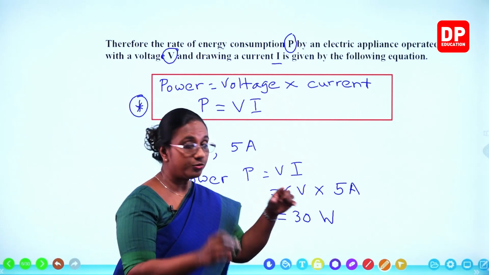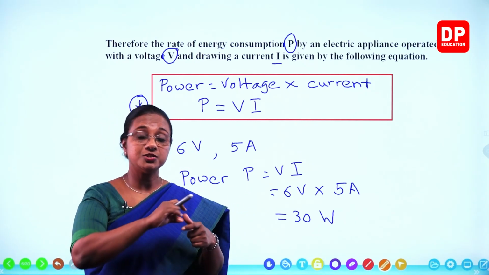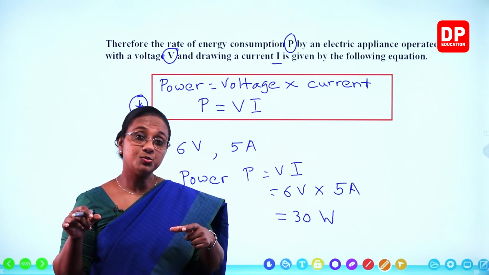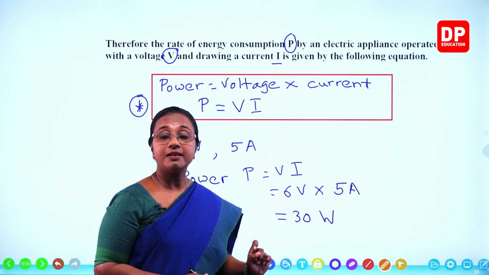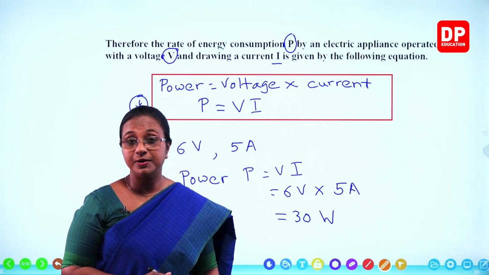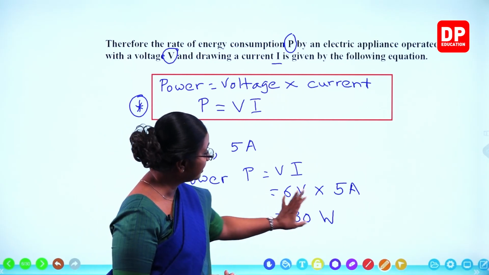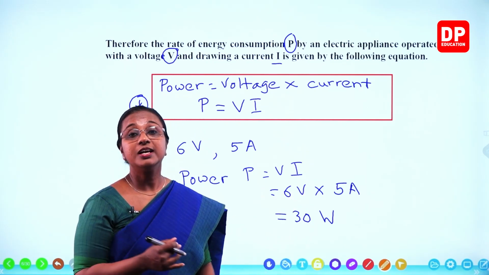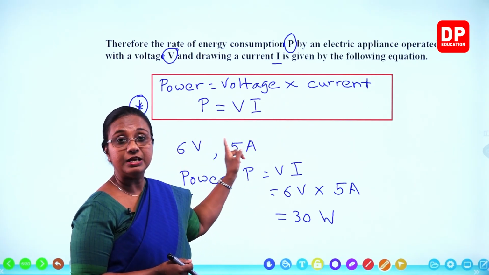Now, if you look at those labels in all the devices, either at the back of the device or on the conducting wire, the cable, they have a small label. You see the voltage, the current consumption and the wattage. Wattage is the power of the electric appliance. So you are familiar with this. Now you are trying to understand how to calculate them. Power is voltage into current, P equals VI.